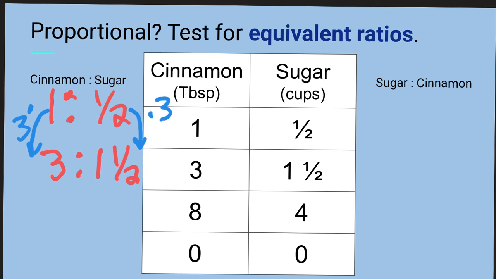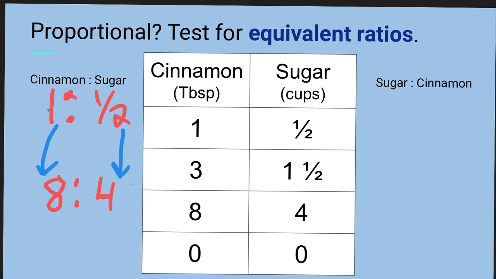Let's try again. Let's compare the first entry with the third. So what would I times 1 by to make 8? If I were to multiply the cinnamon by 8 and make it 8 times the amount, I would have to do that to the sugar, and half of 8 is 4. So to me, I'm going to say yes, this is proportional.